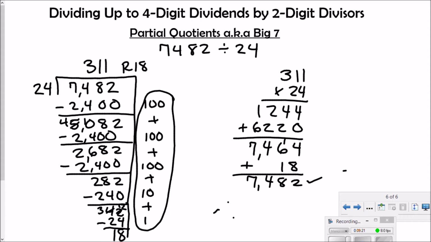And both these methods can be used for not only dividing up to 4-digit dividends by 2-digit divisors, but numbers that are smaller and or larger than 4 and 2.